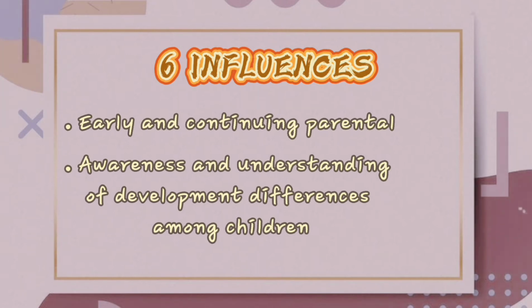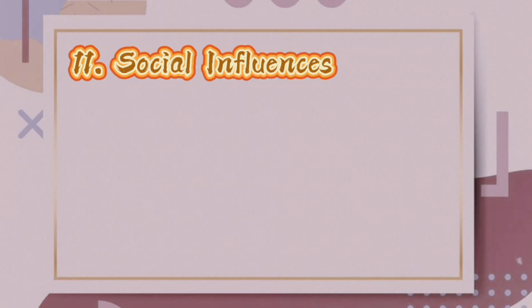The last influence is awareness and understanding of developmental differences among children. At differing speeds, children grow and evolve. In various aspects of their development over time, it is common for children to undergo growth spurts and low spots. Whether, at a certain age, the child is a little ahead or a little behind, this is usual.